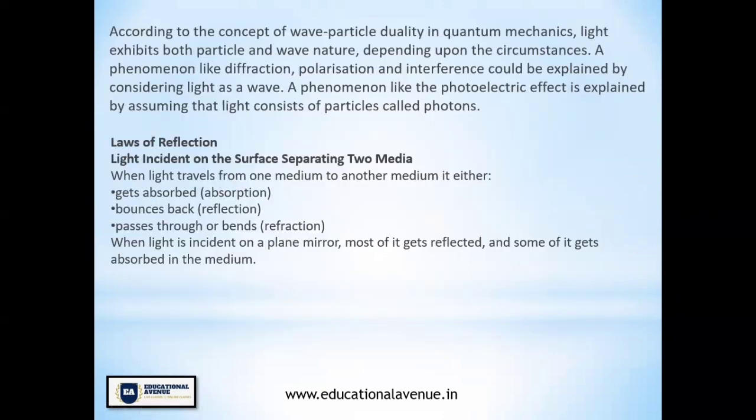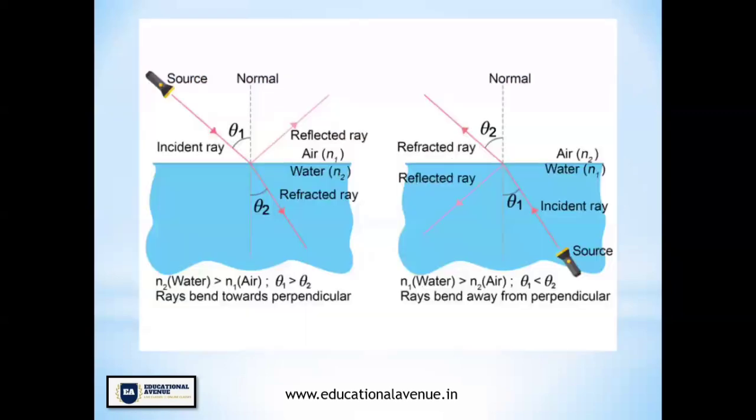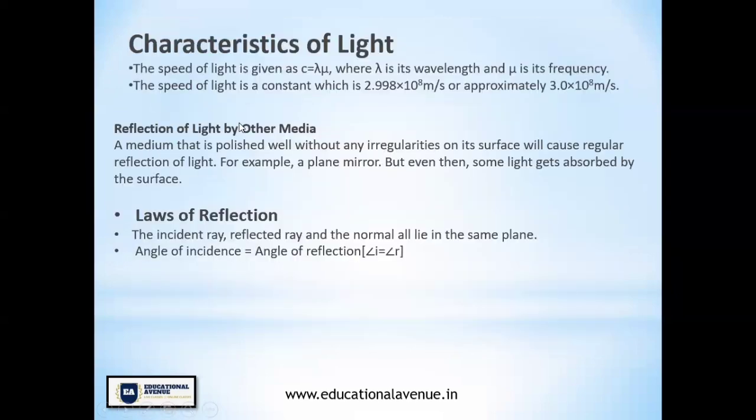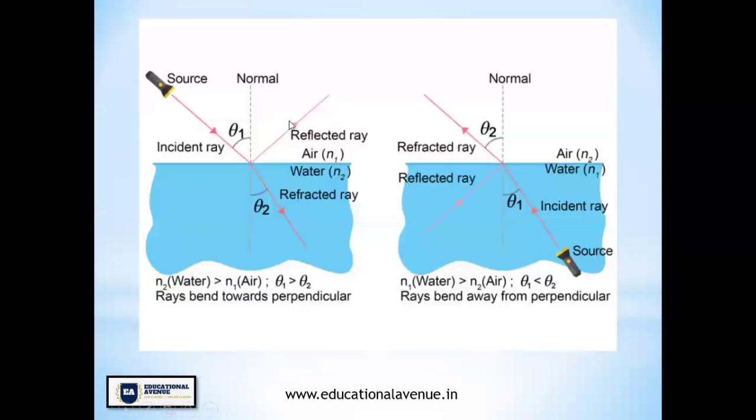Completed, sir. Yeah. See, now some laws are there for reflection of light. Light is incident on the surface separating two media. So what can happen when light is traveling from one medium to another medium? There is a diagram, you can see here. Suppose this is the first diagram.